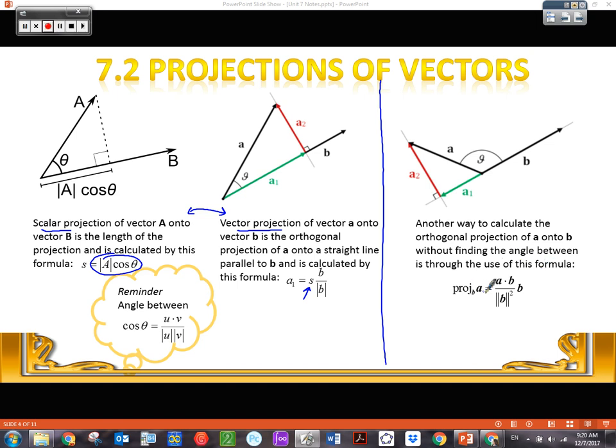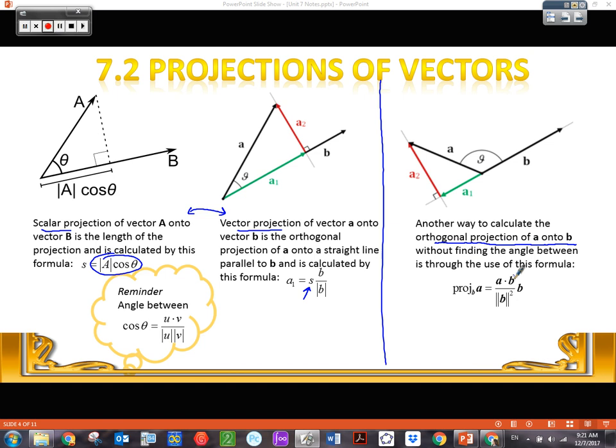I'll use this notation right here. This is the projection of A onto B. Hopefully notice how it looks like A is projected onto B. Hopefully that'll help you get the order right. If we're projecting onto B, we're using a lot of B information, right? So this particular formula is a different way to calculate the orthogonal projection of A onto B. This is vocabulary: orthogonal projection of A onto B. And this is without finding the angle between. We would use this formula.